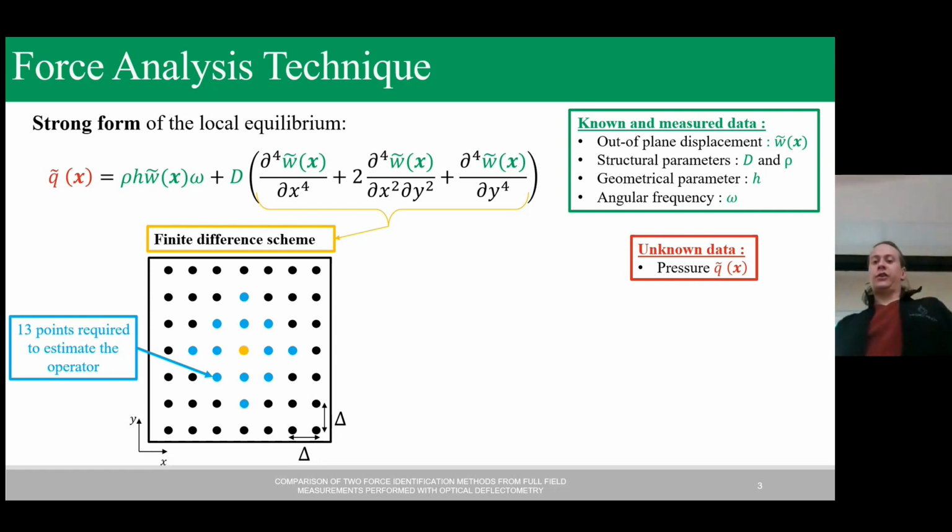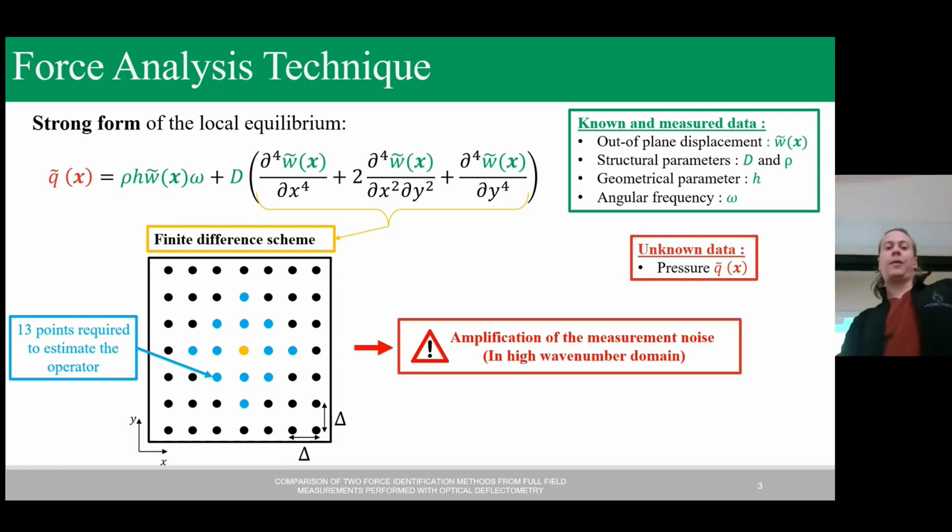This is just simple math, but the main problem is that there is an amplification of the measurement noise because of this calculus. Since the noise that is already present in the data is mostly present in the high wave number domain, you need to use a low pass wave number filter before calculating this operator. We'll talk about how this low pass wave number filter is applied in our case.